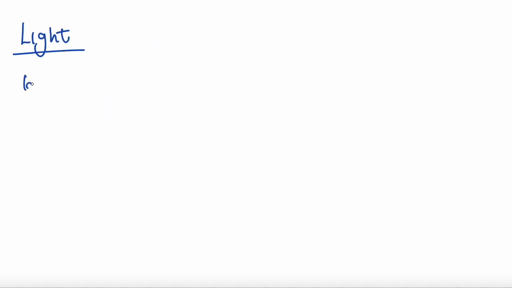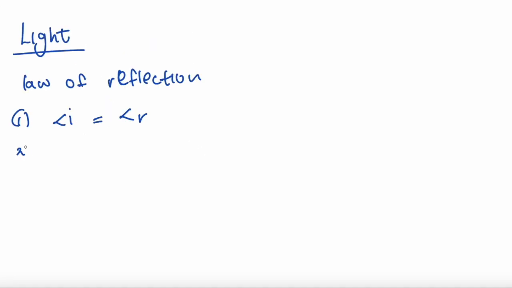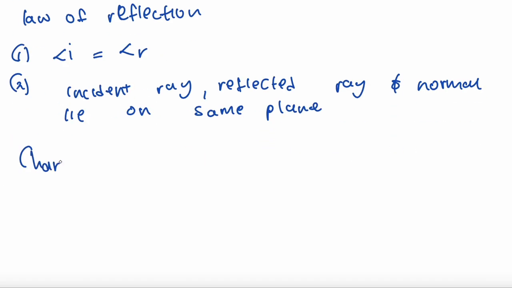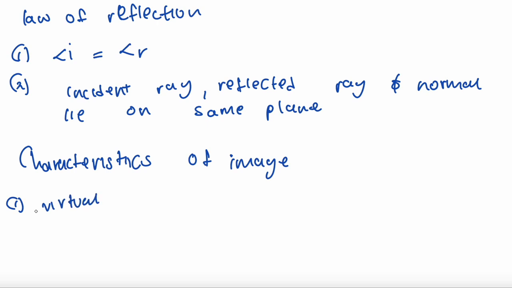Let's have a look at light. The law of reflection states the angle of incidence equals the angle of reflection. The incident ray, reflected ray, and the normal lie on the same plane. Characteristics of an image: it's virtual, upright, and the same size.